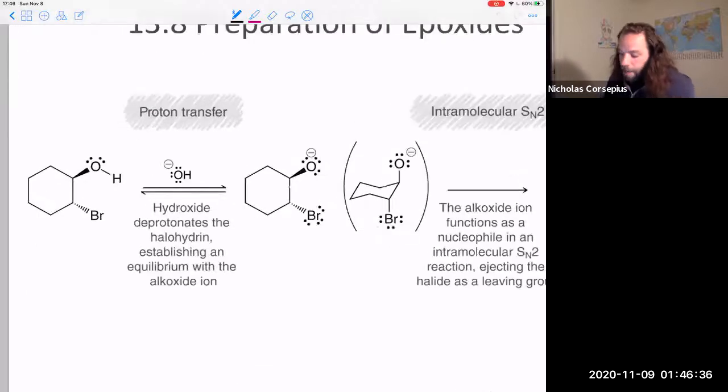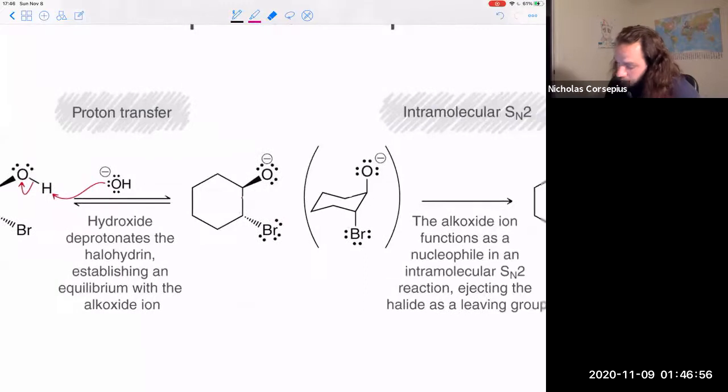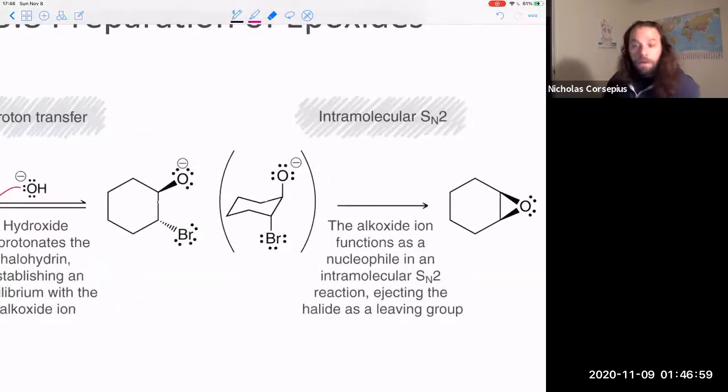So what do we think is going to happen when we treat our halohydrin with a base? That base is going to do what bases do and deprotonate that alcohol. That lone pair is then going to jump onto that oxygen and create this alkoxide type ion. Now, what's going to happen is an intramolecular SN2 reaction. Intra meaning within the same molecule. This oxygen is now going to reach over and attack that neighboring carbon that's bound to that halogen, right? And then kick off that good halogen leaving group.